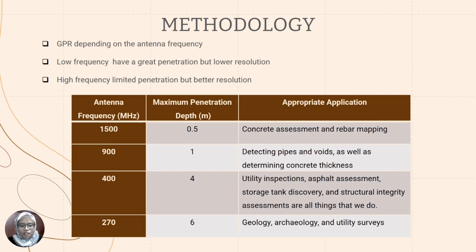And the last one is the 270 MHz, for a maximum penetration depth of 6 meters, and it is suitable for geology, archaeology, and utility surveys. The antenna delivers brief waves of electromagnetic radiation through the material for the GPR equipment to detect on the site examination. Part of this energy is collected by the antenna when it comes into contact between materials with different dielectric characteristics, so that the GPR can detect any kind of materials under the ground.